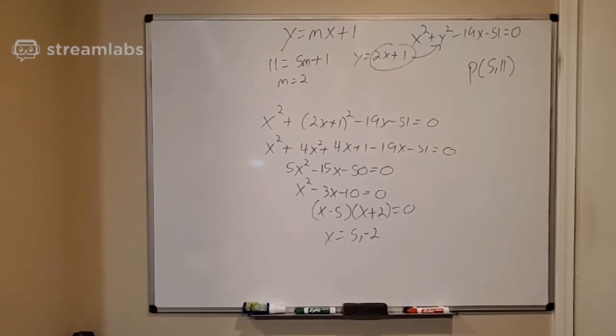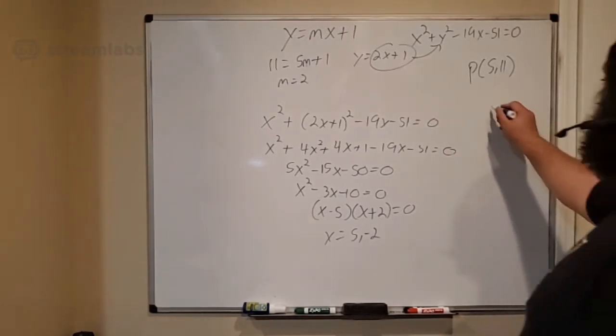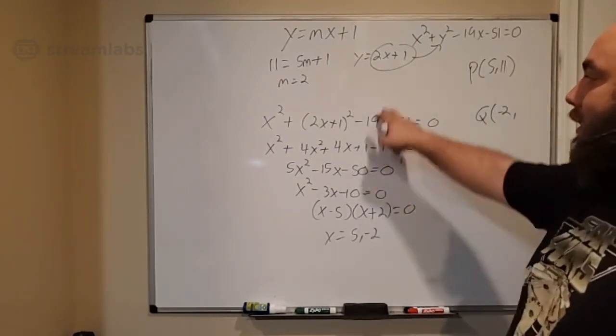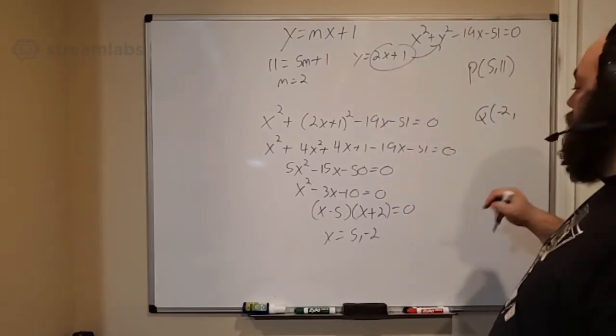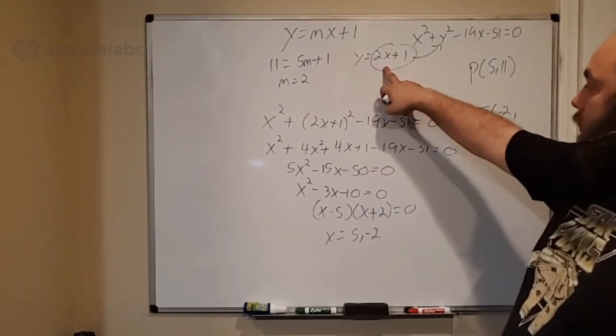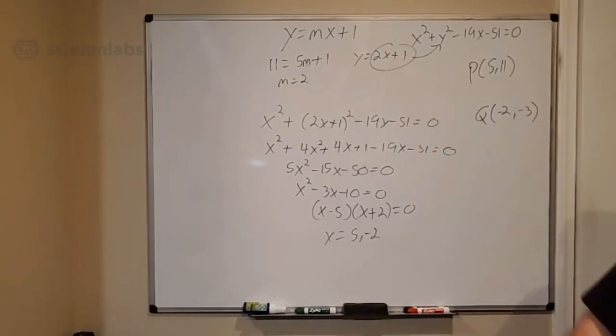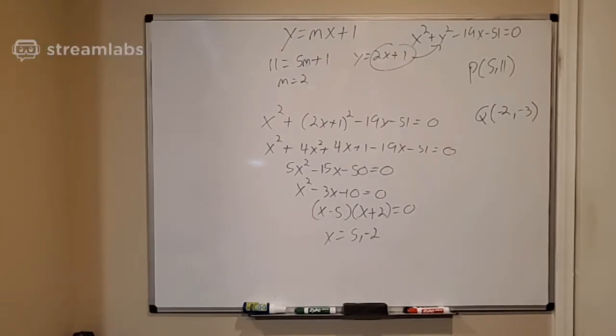Then with the coordinates, I believe, yeah. So Q has the coordinates of negative 2 comma something. I need to figure out what that something is. Easiest way to do it, plug it into your line, not your circle. So if x is negative 2, then I get y to be negative 3. And hopefully that is correct. Yeah, it's correct. Okay, make sense? Any questions? Yeah, that makes sense. Yep.